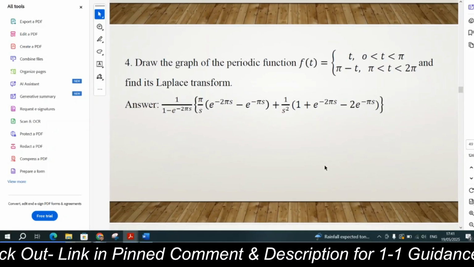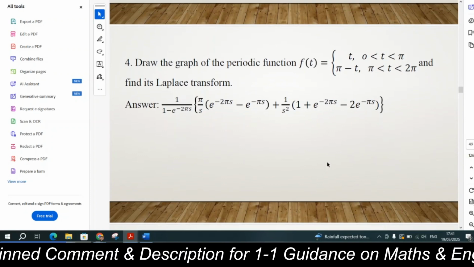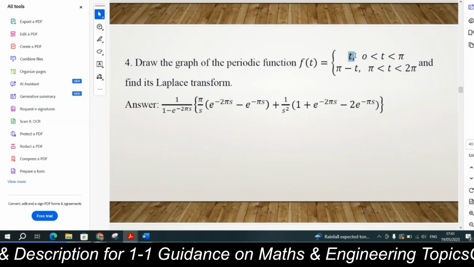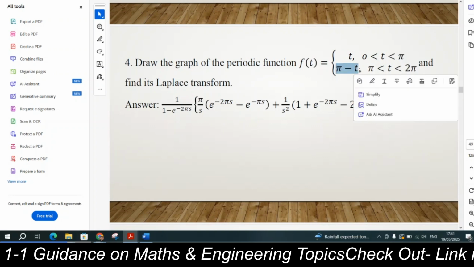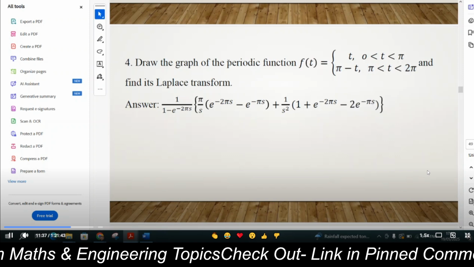Okay. Is this the problem? Yes, sir. I wasn't sure what the function was going to be for this. So it is a periodic function. You see, it is given as t over here, the value from 0 to pi, and from pi minus t from pi to 2 pi. Yes, sir. And it says it's a periodic function.